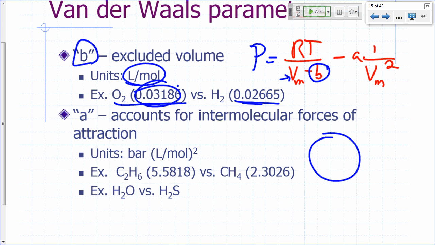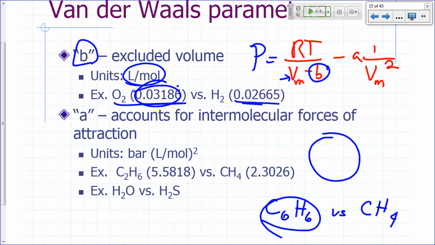So on a test I should be able to ask you questions like that. If I were to ask you, C6H6 versus CH4, which one has a larger B value? C6H6 is a bigger size, right? So B is a measure of the molecular size. In fact, if you assume your molecules are spheres, B is 4 times the volume of a mole of spheres. So if you can imagine your molecules as spheres, you can estimate the size of those spheres from the excluded volume.